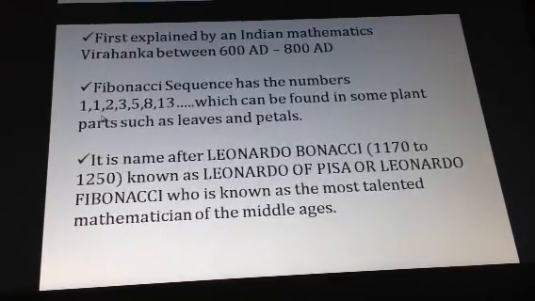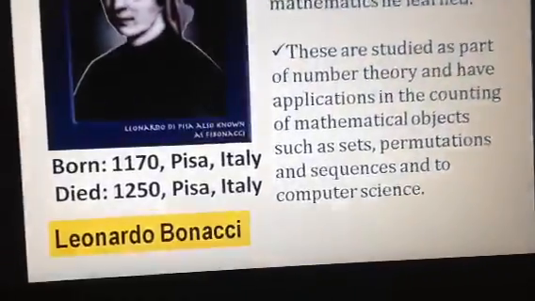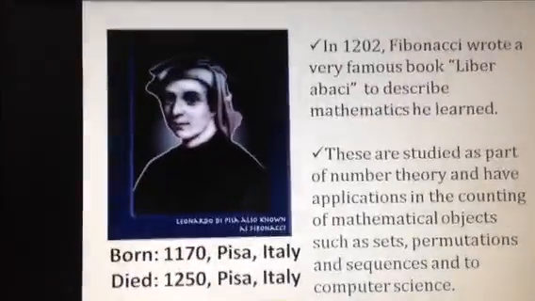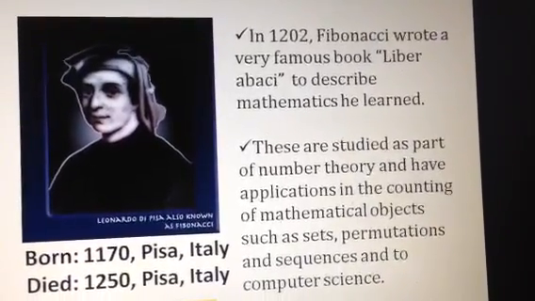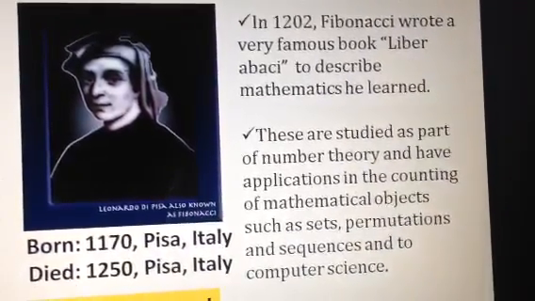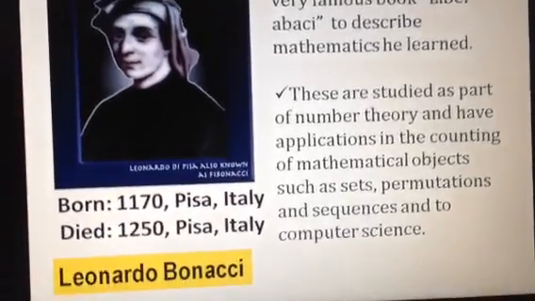It is named after Leonardo Bonacci, 1170 to 1250, also known as Leonardo of Pisa or Leonardo Fibonacci. He is known as the most talented mathematician of the Middle Ages. Eto siya, si Leonardo Bonacci. Ito yung picture niya. In 1202, Fibonacci wrote a very famous book, Liber Abaci, which described the mathematics he had learned.